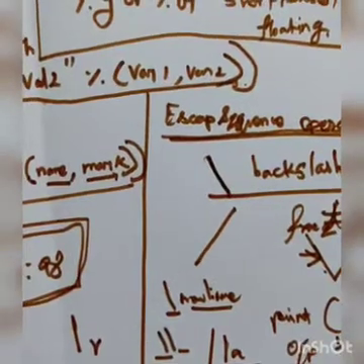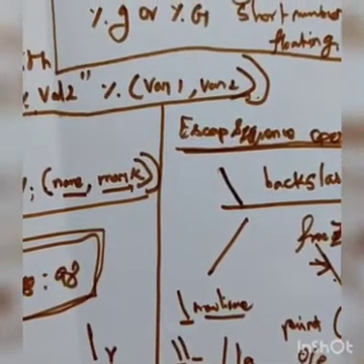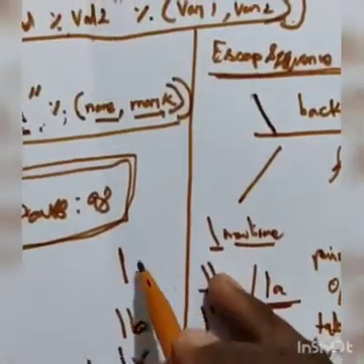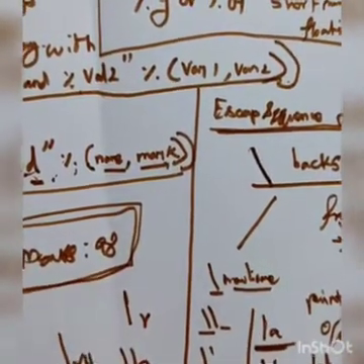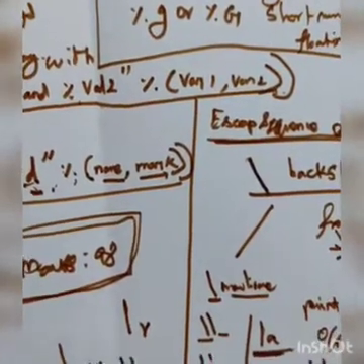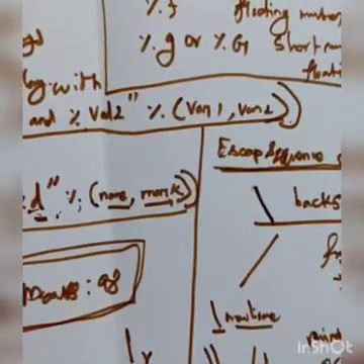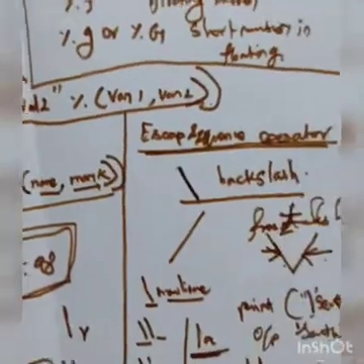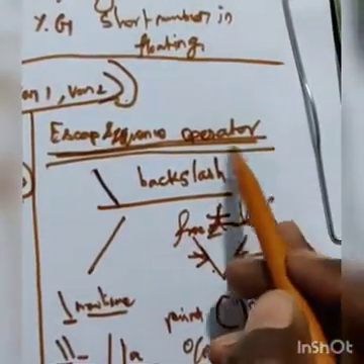Then backslash with triple o means the actual octal value will come. Backslash x h means a hexadecimal value, and you can print that h only. So this is the escape sequence operator.